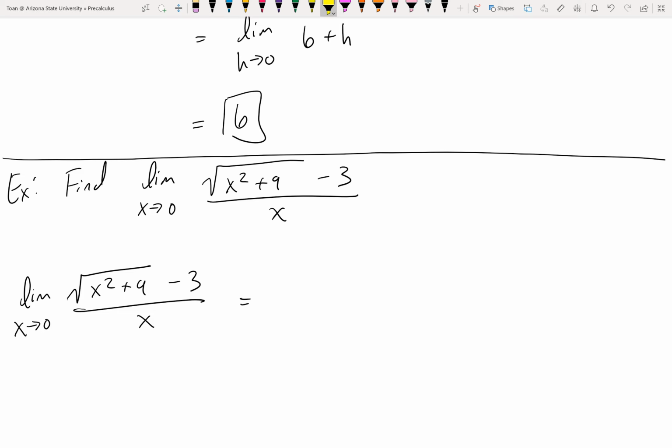Again, I'm not going to write it down, but mentally we should know that we can't do direct substitution because you get a 0 on the bottom. And then if x is 0, this whole guy is 9. When you take the square root, it's going to be a 3. 3 minus 3 is 0. So we end up with indeterminate form, 0 over 0.